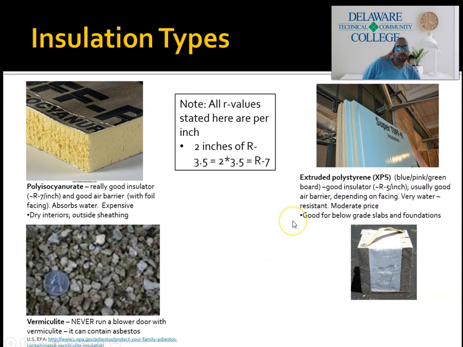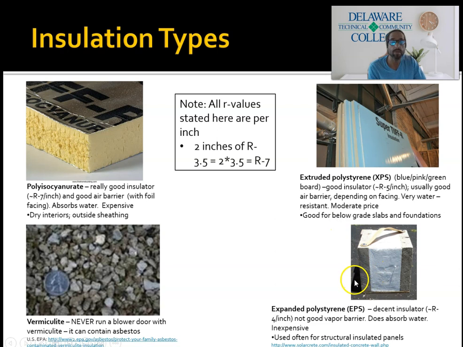Then we have XPS, or extruded polystyrene, which is often called blue board. It could be pink board. It actually just depends on who manufactures it. And these are a pretty solid insulator, about R5 per inch. Usually a good air barrier. And then generally pretty water resistant, so they're good for wet areas. And you'll see this a lot of the time in below ground applications.